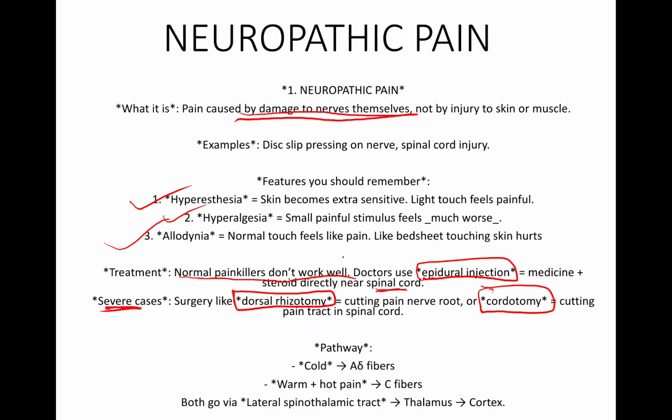Now, the pathway of pain: cold pain is carried by the A delta fibers, and warm plus hot pain by the C fibers. Both go via the lateral spinothalamic tract, after which they go to the thalamus and then reach the cortex. The pathway is almost the same for every kind of pain, itch or temperature.